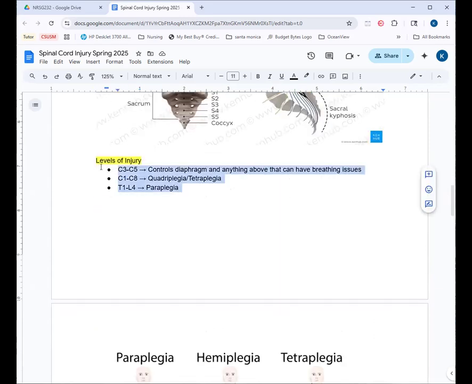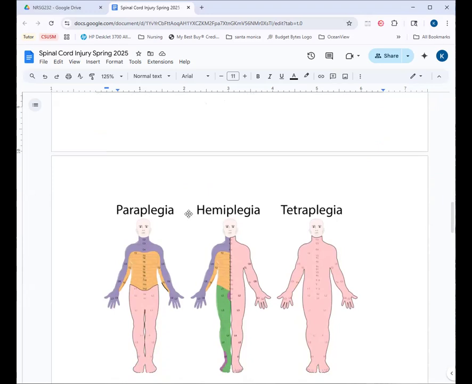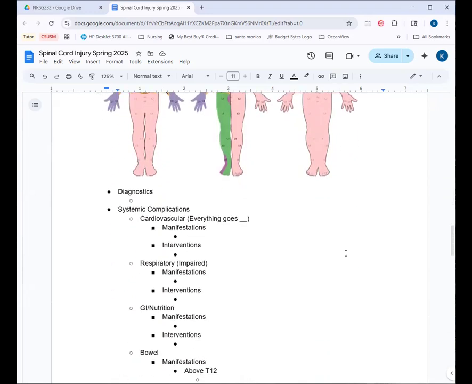This is something that would be important to know, and we'll talk about the specific levels of injury for certain conditions later on down the line. For levels of injury, you have your C3 to C5. Anything here can have breathing issues, so anything above that, breathing issues, know that. C1 to C8 is quadriplegia, and T1 to L4 is paraplegia. Probably just know this top part. So here are your examples of paraplegia, hemiplegia, and tetraplegia.